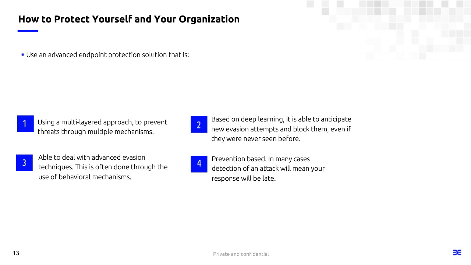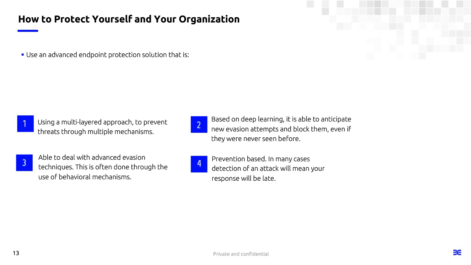And the fourth point, which I would really like to stress, is that the solution should be prevention-based. This is because in many cases, detection of an attack will mean that your response will be too late. I'd like to provide a simple example for this, and a very obvious one. If you're attacked by ransomware and you're using a detection-based solution which only detects and doesn't prevent, then of course it doesn't help you to deal with the ransomware, because ransomware is not there to hide under the radar.